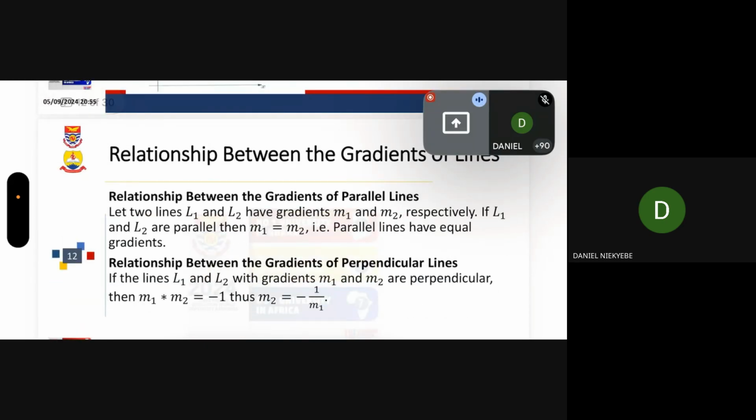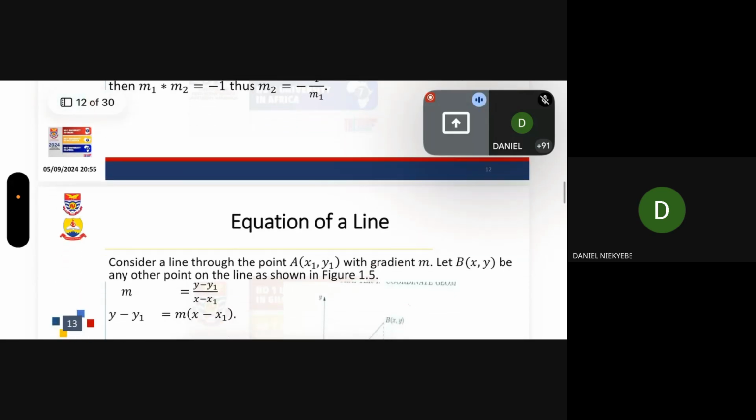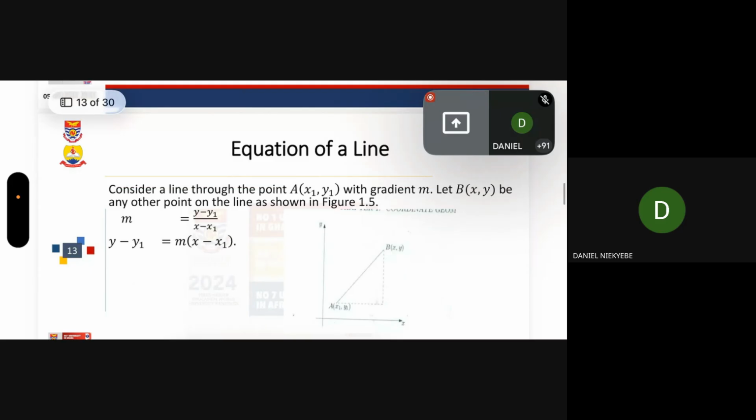So if L1 and L2 are parallel, then M1 is equal to M2. That is, they have the same gradients. Now, if L1 and L2 are two lines with gradients M1 and M2 and they are perpendicular, then the product of the two gradients is equal to -1. Or M2 is equal to -1 over M1, or M1 is equal to -1 over M2. That is it. Okay. Thank you.